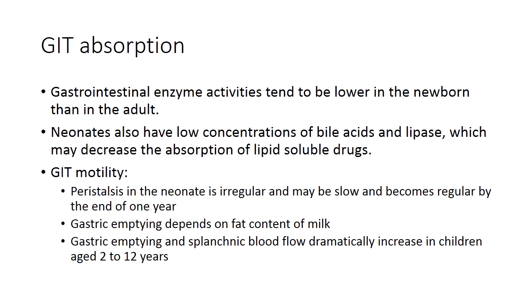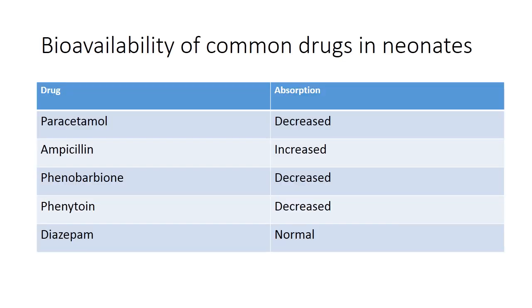Gastric emptying depends on the fat content of the milk, and it also depends on changes in splenic blood flow. So the intestinal motility and absorption will depend on splenic blood flow and the rate of gastric emptying. These two factors increase in children aged 2 to 6. Some examples where bioavailability changes have been seen: paracetamol absorption is reduced, ampicillin absorption is increased, diazepam absorption may be normal, and phenobarbital and phenytoin absorption is reduced in neonates.